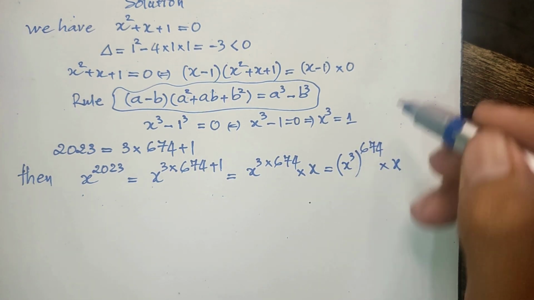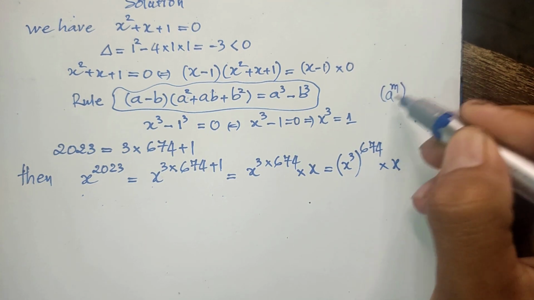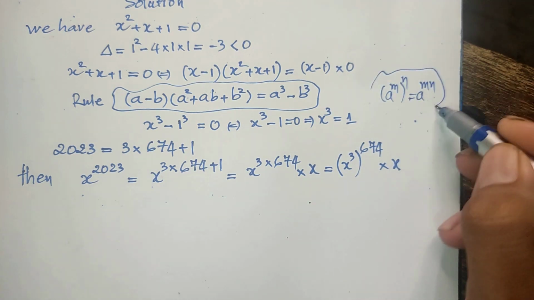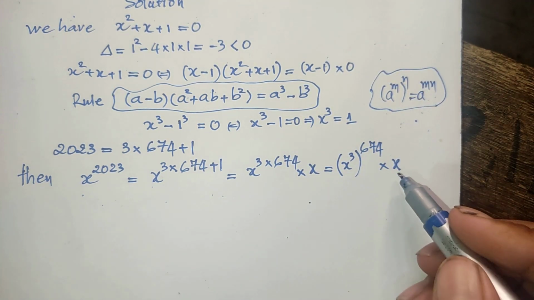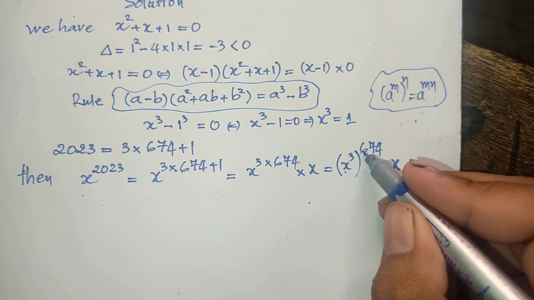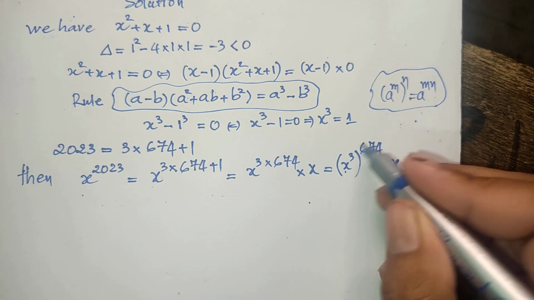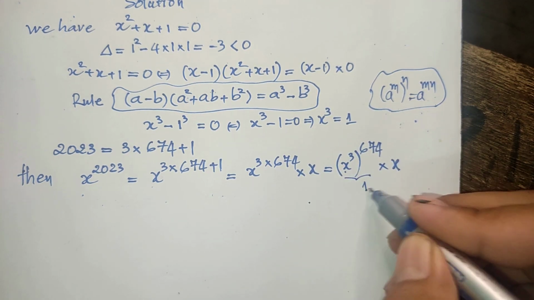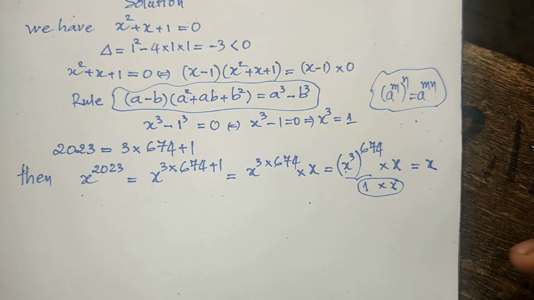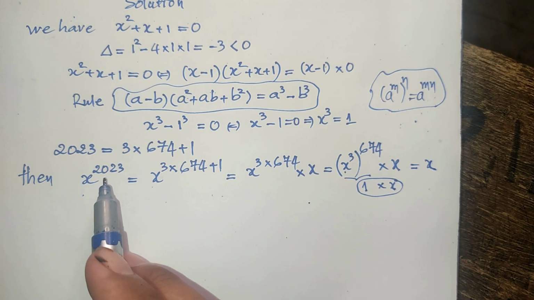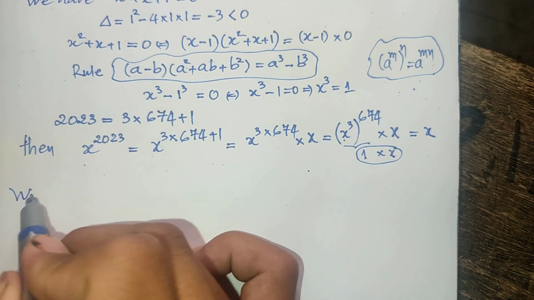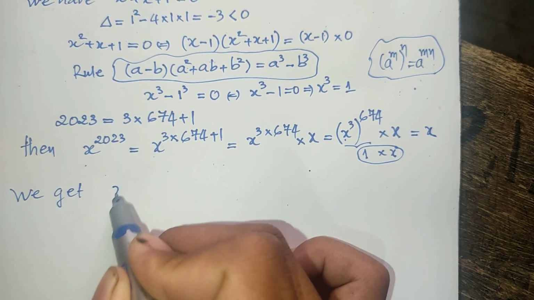Here we use the rule that a power m to the power n is equal to a power m multiplied by n. Okay, using the rule, now we get this equal to 1. So 1 power 674 is equal to 1. So this equals 1 multiplied by x, which is x. Okay, now x power 2023 is equal to x.